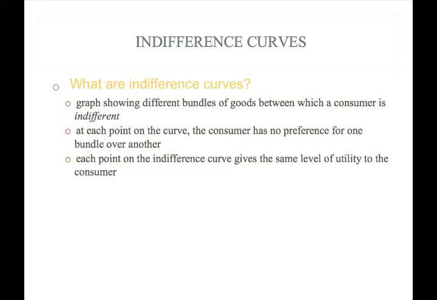So what are indifference curves? Indifference curves, like we said, is a graph showing different bundles of goods between which a consumer is indifferent. You don't care if you have 5 apples or if you have 14 oranges. Those two quantities of goods or bundles of goods really give you the same amount of pleasure or utility as each other. So it's a graph showing these different bundles of goods where the consumer is indifferent between them. At each point on the curve, the consumer has no preference for one bundle over the other. Each point on the indifference curve gives the same level of utility to the consumer.